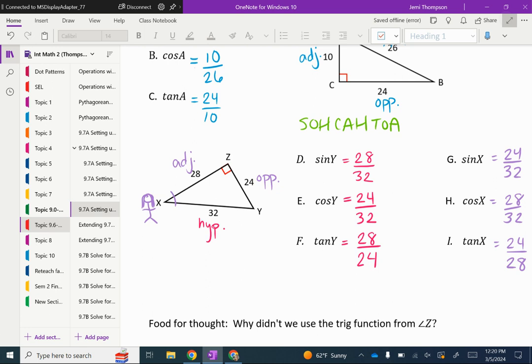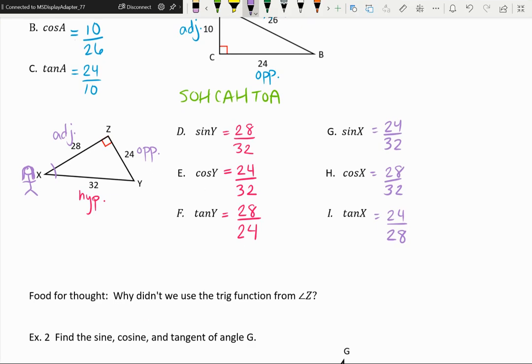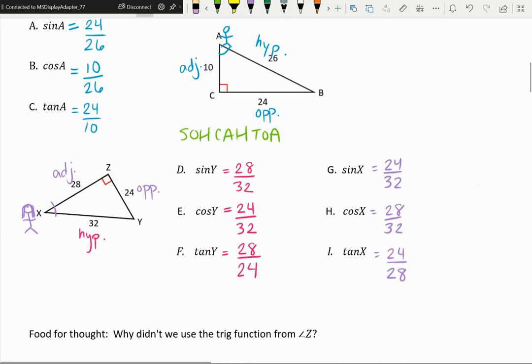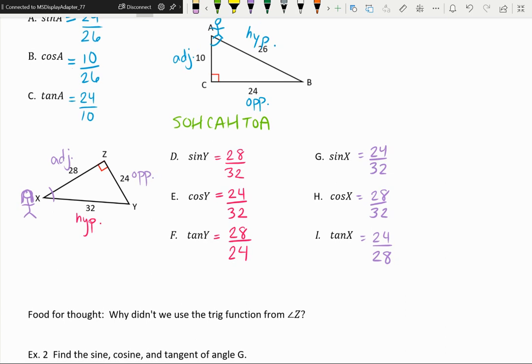Because the internet is having a hard time uploading, my notes are not the latest version. They're the latest version on one computer, but not on this device because of some connectivity issues. So I have this question on the bottom, food for thought, but yours is on the right-hand side right here. It says, food for thought, why didn't we use the trig function from angle Z? So let's go back and finish this up before you turn the paper over. Your question is just to the right here, which is where I wanted it, but this is my old version. Food for thought, why didn't we use the trig function from angle Z?